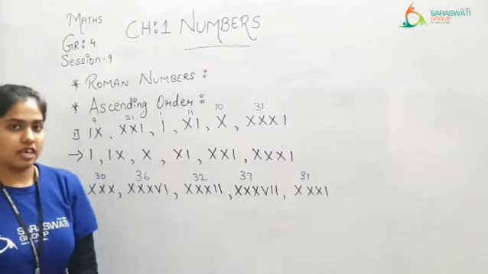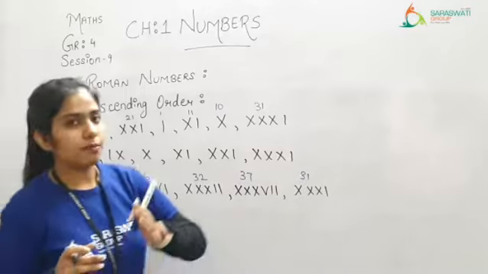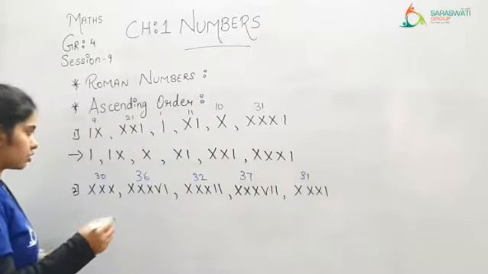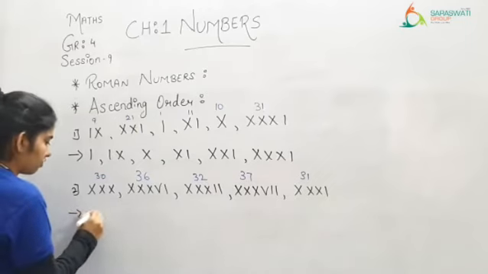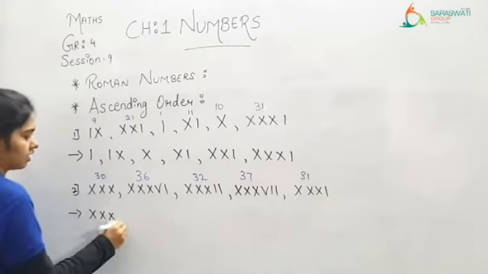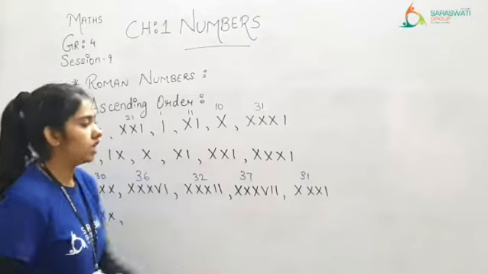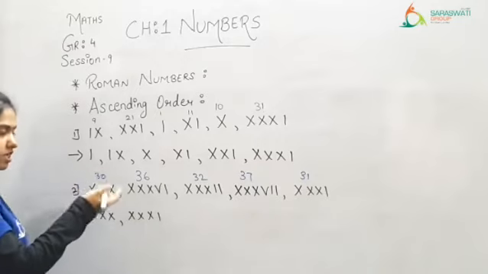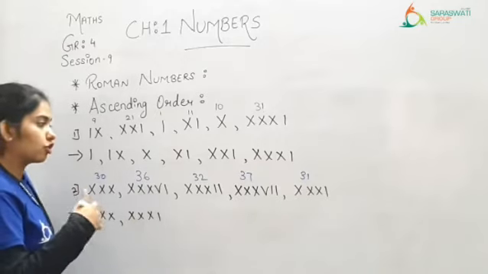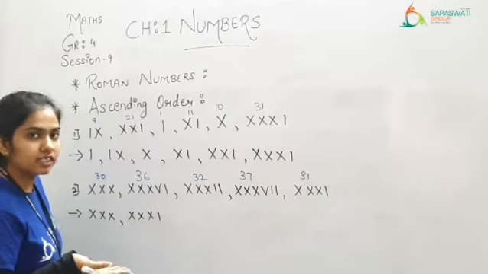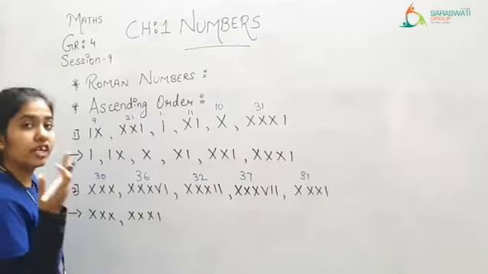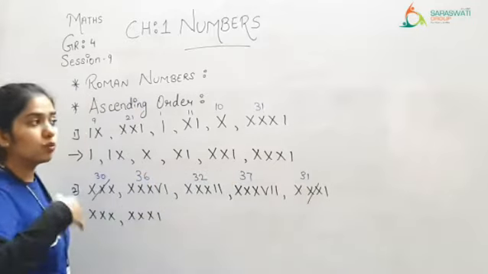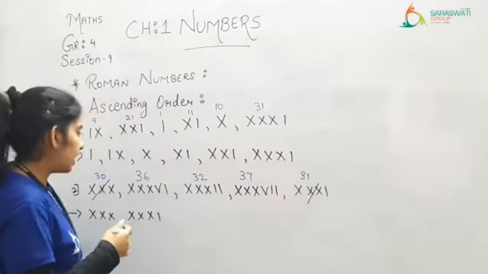Smallest to the biggest. Ascending means from the smallest number to the biggest number. So the smallest number is over here, 30. So first we will write triple X. Then after that, 31, so 3 times X and I. And students, when you do ascending order, the number which has already been written, you have to cut that number, and you will not write that number again.